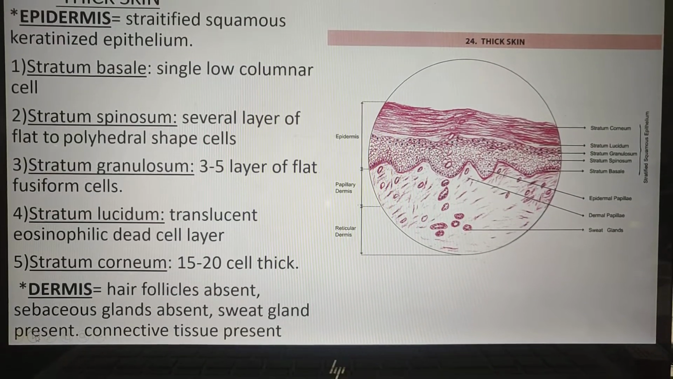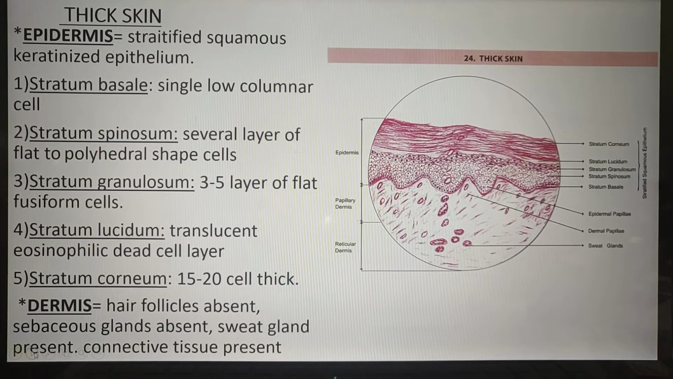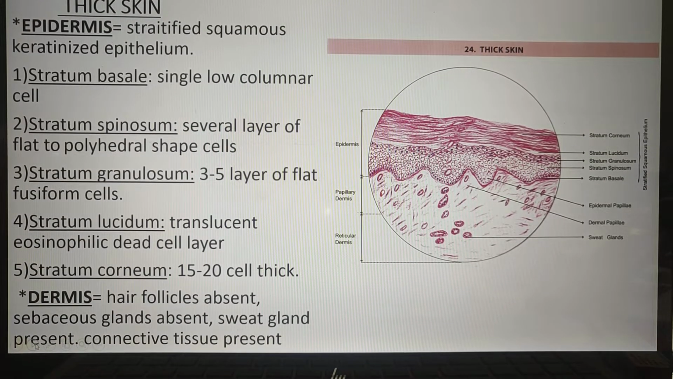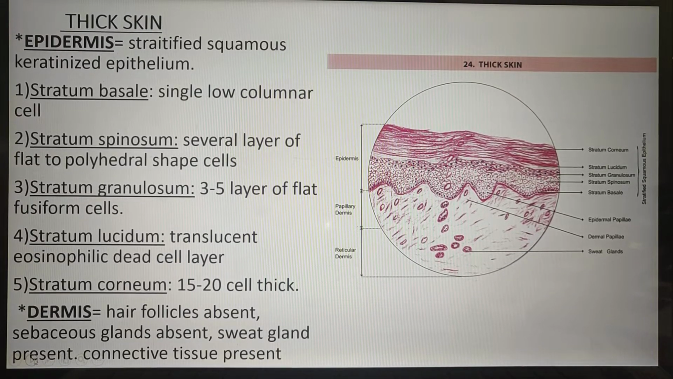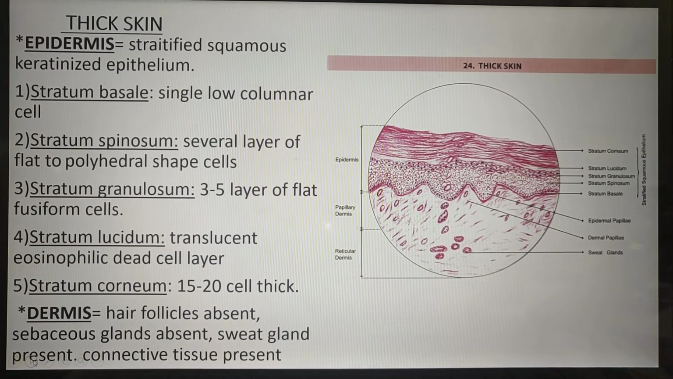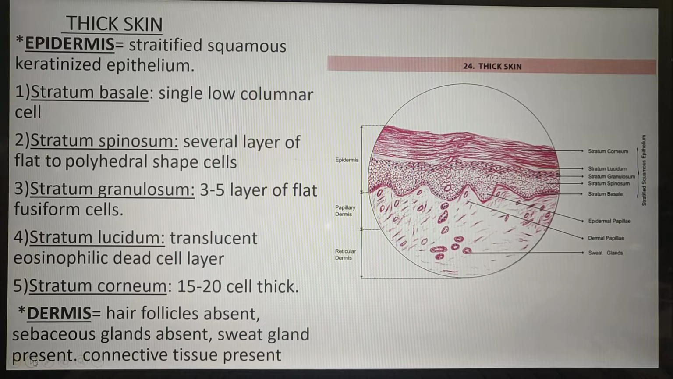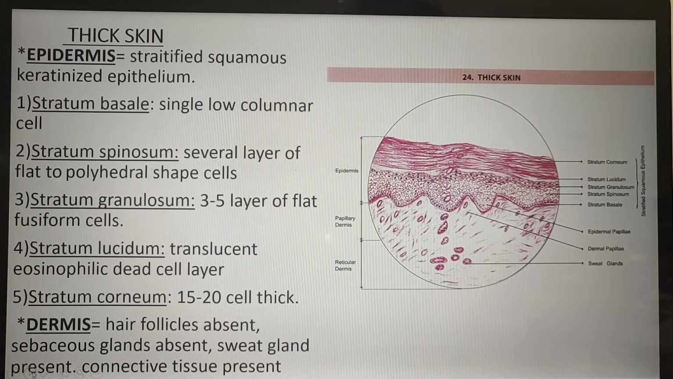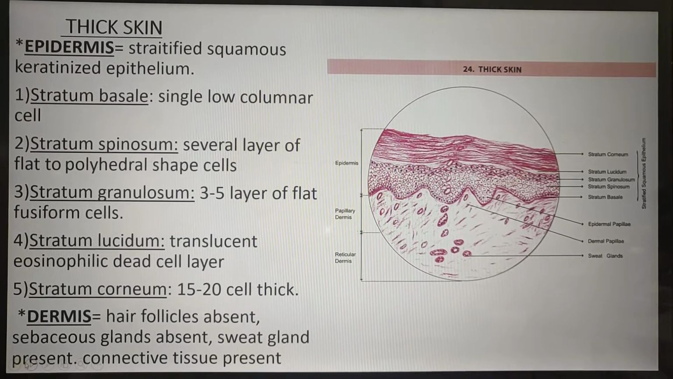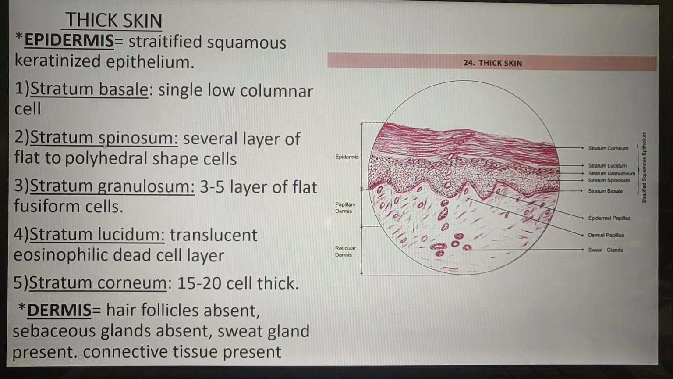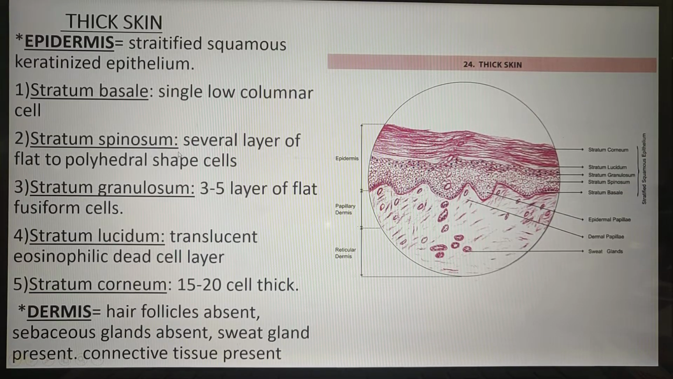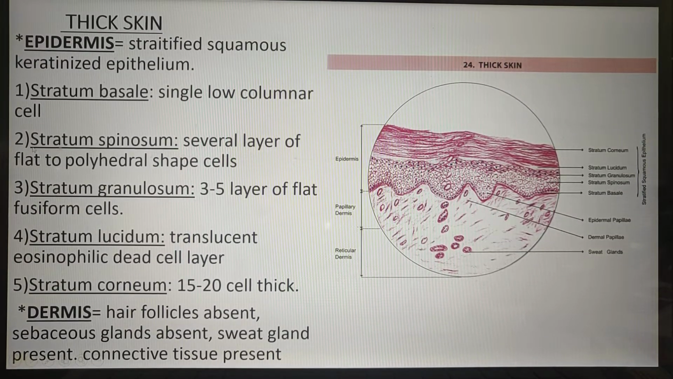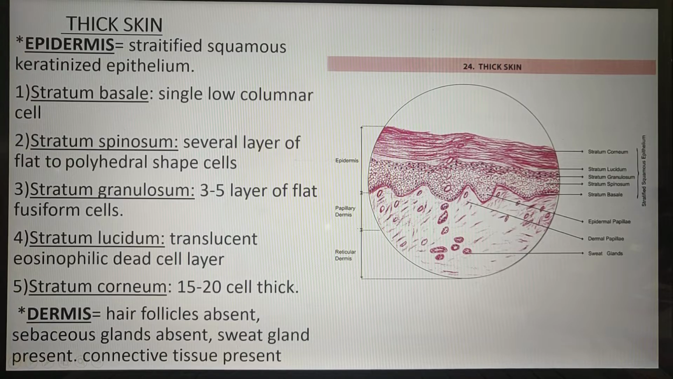Skin. There are two types of skin inside the body, mainly thick skin and thin skin. Thick skin is also present in the sole and palm. Thick skin is lined by stratified squamous keratinized epithelium. The epidermis basically has 5 layers: stratum basale, single low columnar cells, stratum spinosum, several layers of flat or polyhedral shaped cells.